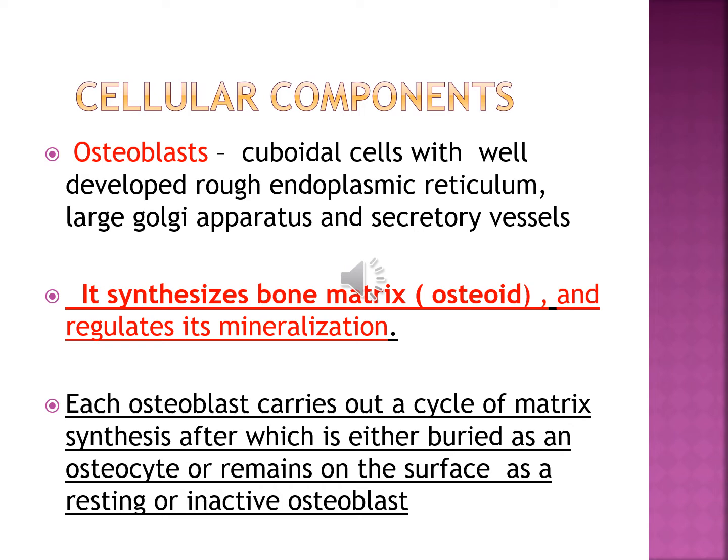First we will discuss osteoblasts. As the name implies, osteoblast is something which can produce the alveolar bone. Usually they are cuboidal cells with a well-developed rough endoplasmic reticulum, a large Golgi apparatus, and secretory vesicles. The most important function of the osteoblast is that it synthesizes the bone matrix, otherwise known as osteoid, and it regulates its mineralization. So it produces the bone and it mineralizes the bone also. So it has a very important function.